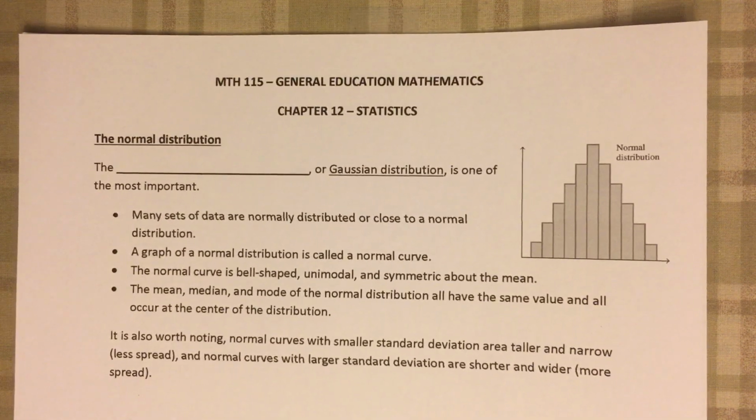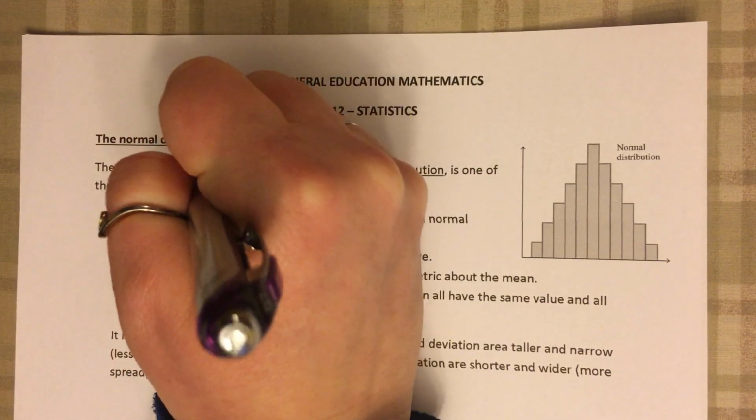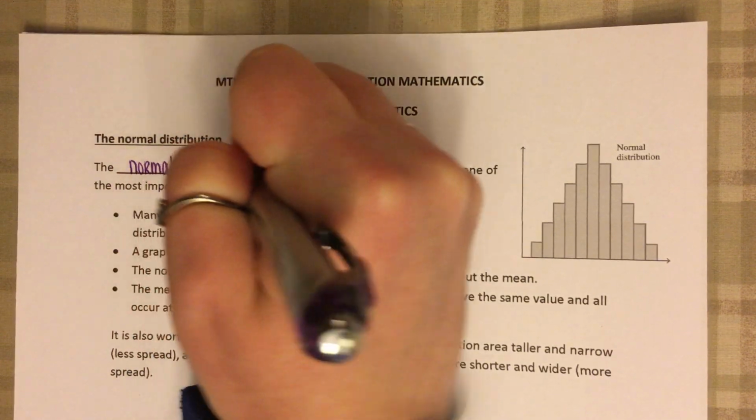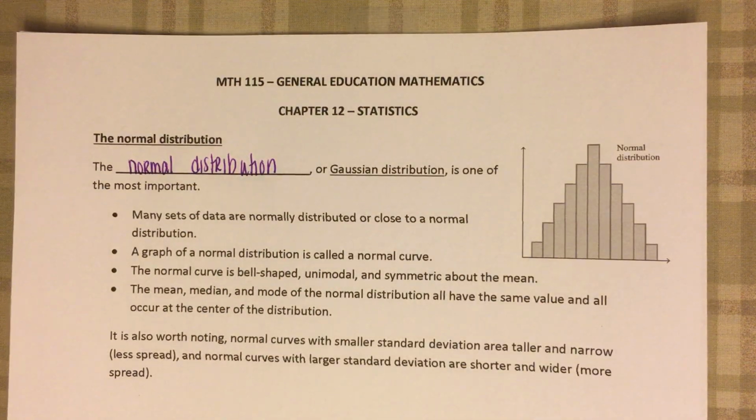Once we get through our discussion of our different types of distributions, we are going to focus in this section on our normal distribution. Our normal distribution, sometimes referred to as a Gaussian distribution, named after a mathematician, is one of the most important. It's what we're going to use for the rest of the section. Many sets of data are normally distributed. The graph of a normal distribution is called a normal curve.